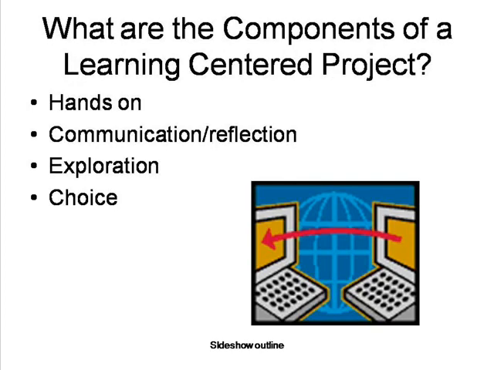What are the components of a student-centered learning project? The components are that it should be hands-on, requiring the student to be actively engaged in the topic. Communication and reflection on what is being learned are also valued. Students should be able to explore a topic and not forced to just give a correct answer. Choice in how students attempt a project is also important. Students can learn by failure. If they make a bad choice about how to complete a task, then they will likely learn from that choice.